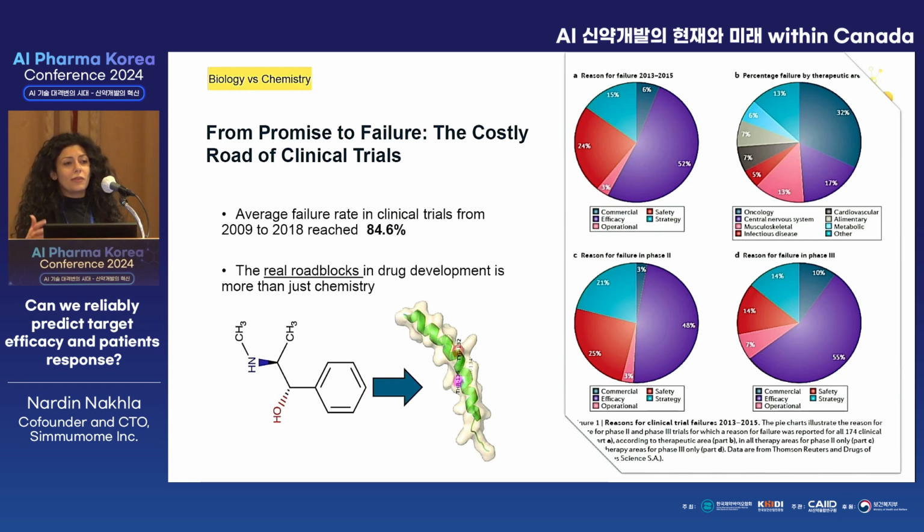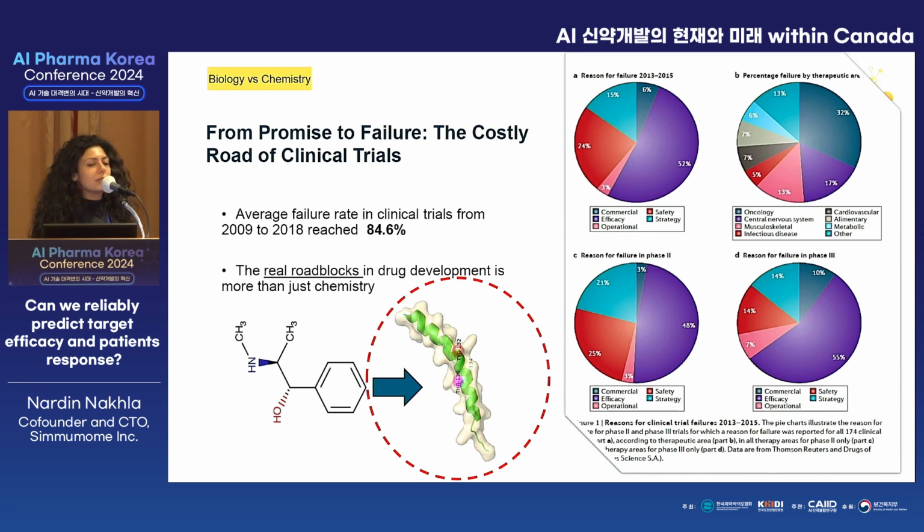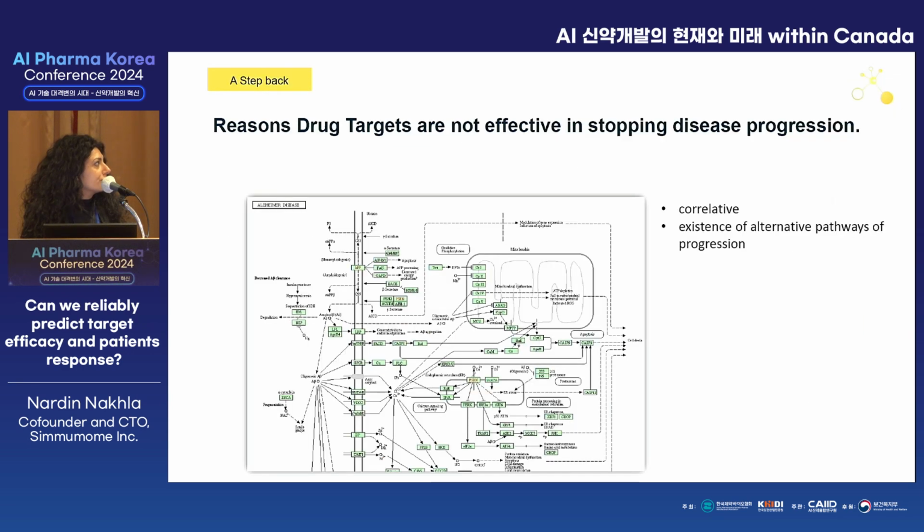Despite the fact that we've made a lot of progress in lead optimization and in finding new molecules, as we've seen in the past presentation, we still see low efficacy rates in clinical trials. That shows the real roadblock is more than just the chemistry, and we also need to think about the efficacy of the target, which is very challenging.